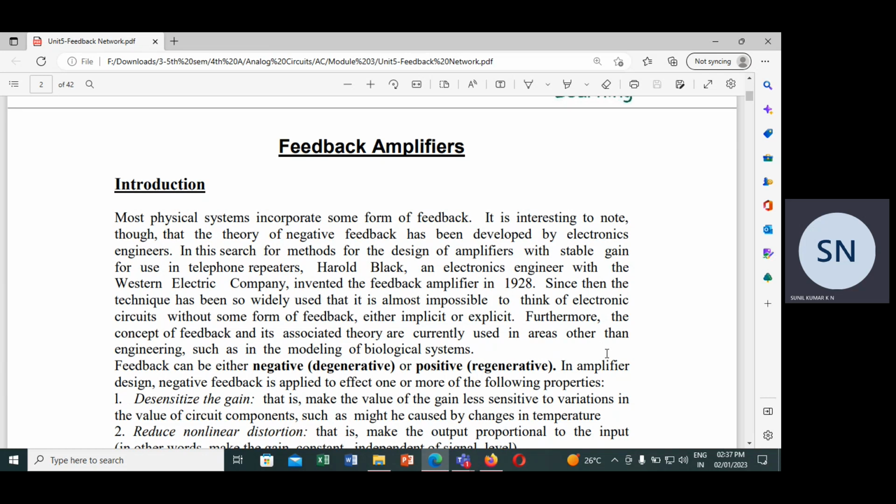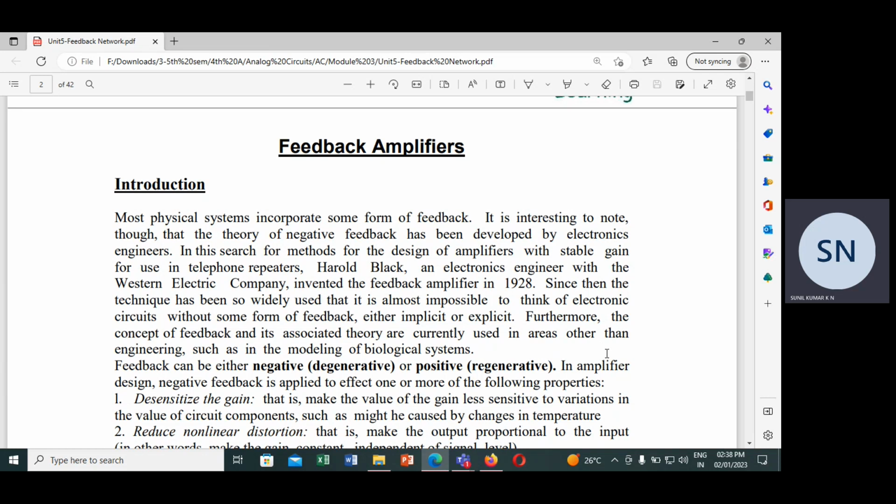Suppose if it is a voltage and voltage, then the amplifier is called a voltage amplifier. So the feedback network also is going to have voltage as the input and voltage as the output. If voltage is the input and current is the output, what is that type of amplifier called? Current as output, voltage as input, that is a transconductance amplifier. Current as input, voltage as output, that is a transresistance amplifier. Current as input, current as output, current amplifier.